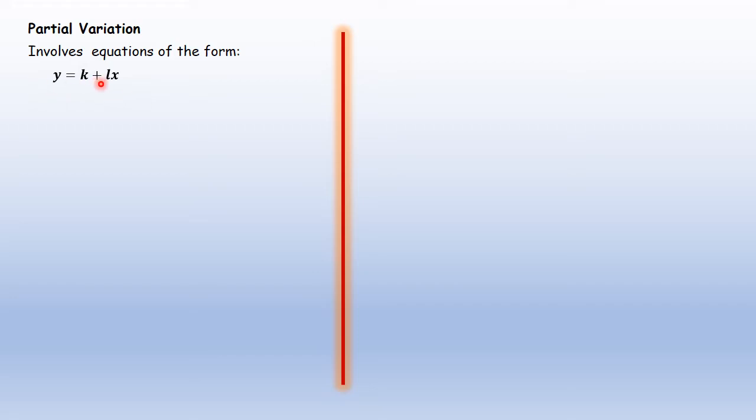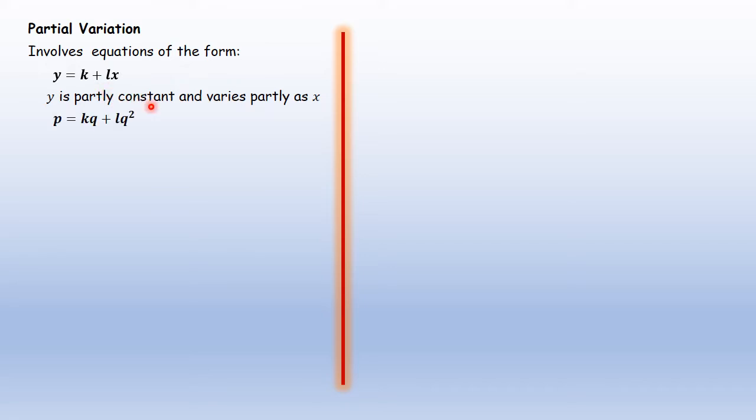Now, this implies that y is partly constant, or is partly just a number that doesn't change, and y varies partly as x. That means there's another variable x which is influencing the values of y. And that one also is attached to another constant L.